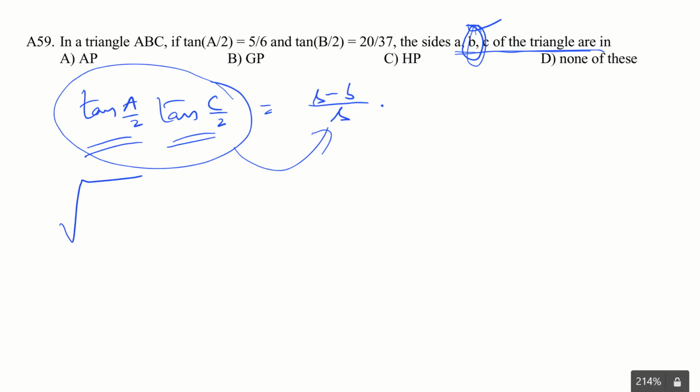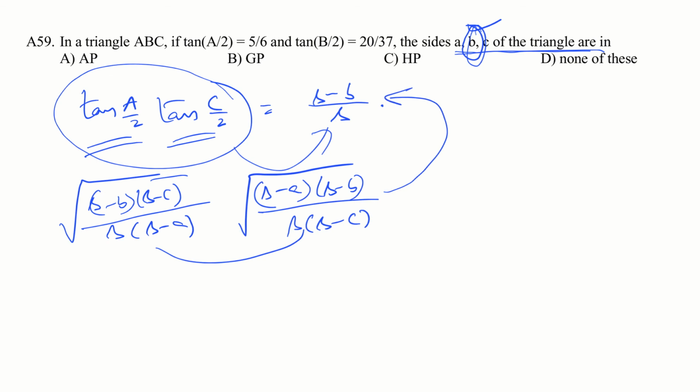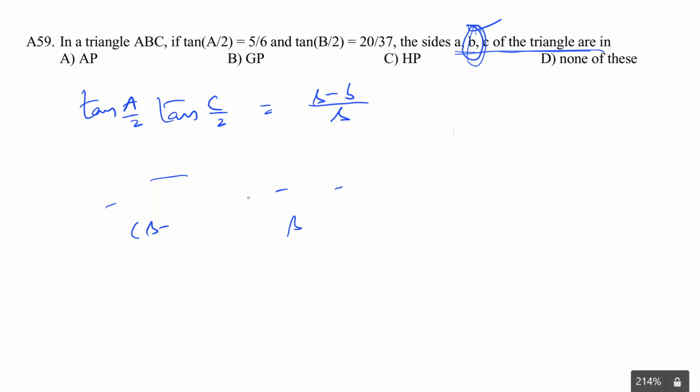You know that tan A by 2 is nothing but root of (S minus B)(S minus C) by S(S minus A), and tan C by 2 is root of (S minus A)(S minus B) by S(S minus C). So taking the product of these two, you can see that this is what you are getting ultimately. So we are going to take the help of this formula in ultimately concluding the problem.